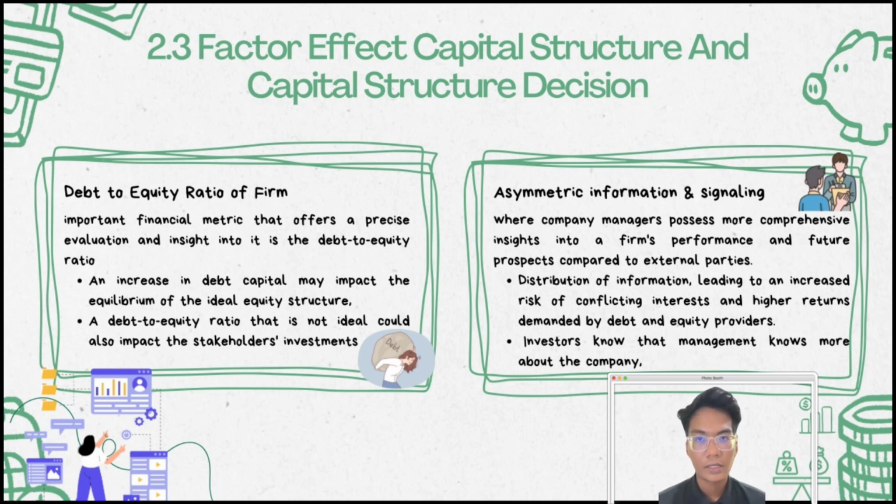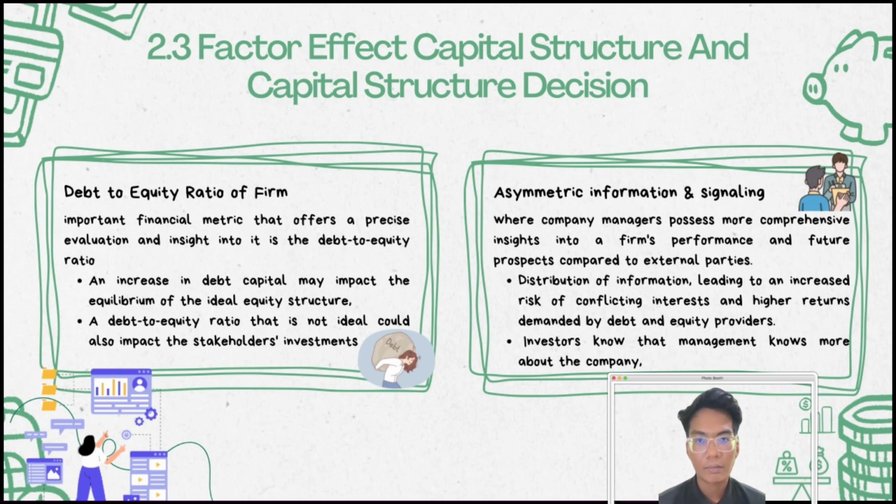Next, asymmetric information and signaling. Asymmetric information is common, where company managers possess more comprehensive insight into firms' performance and future prospects compared to external parties. This creates an uneven distribution of information, leading to an increased risk of conflicting interests and higher returns demanded by the debt and equity providers.